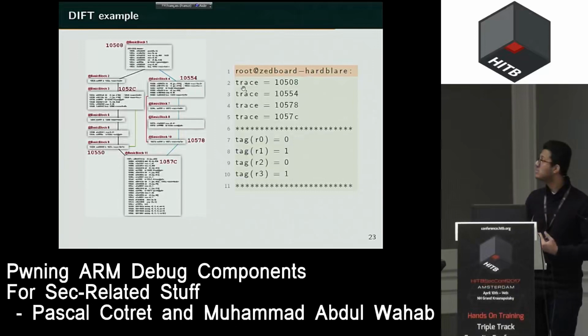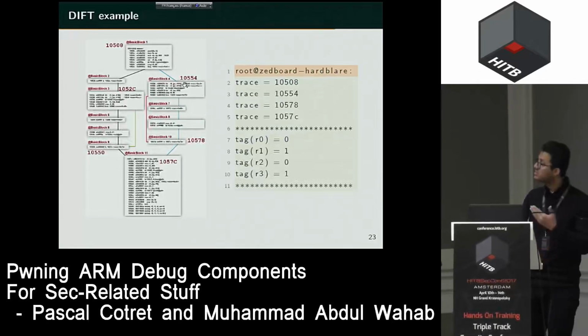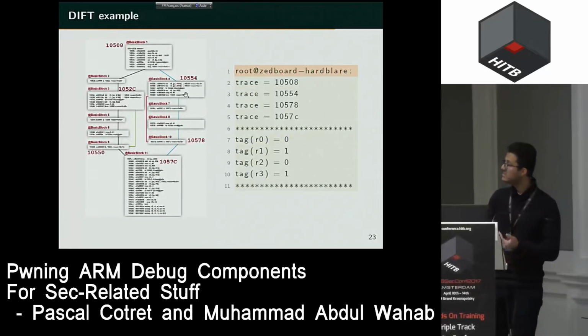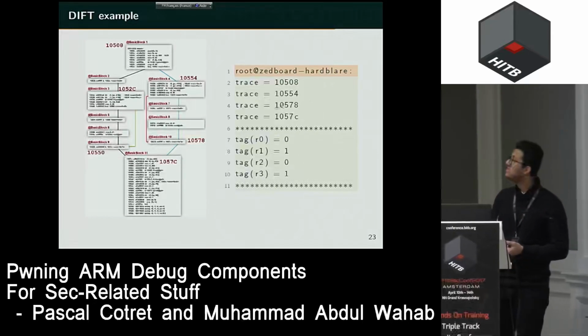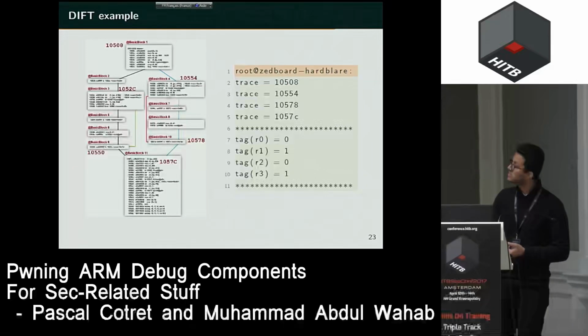Once we have finished propagating all the tags in the basic block, we are going to read the next trace. In this case, it is 10554, and it happens to be this basic block 4 over here. We propagate the tags for this basic block. Similarly, we continue and read the trace. It is 10578, so we know that after basic block 4, it has executed the basic block over here, and after that, it executes this basic block.